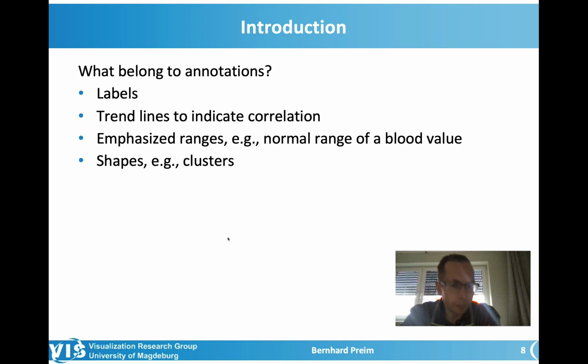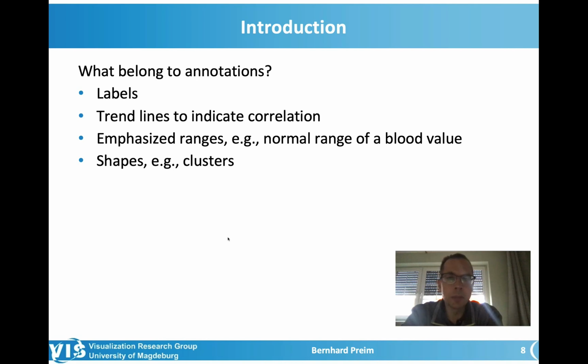So annotations include labels. Maybe that's the aspect that most people would think about first when they hear about annotations. Sometimes I even have the impression that annotation and labels are used a bit as synonyms, which is not quite correct. Trend lines are a kind of annotation to indicate a correlation. Emphasized ranges, I always think of medical examples, think of blood values from many patients that are indicated, and then the normal range is somehow emphasized so that you immediately see whether a particular value is critically low or critically high, how often this occurs in our data set.